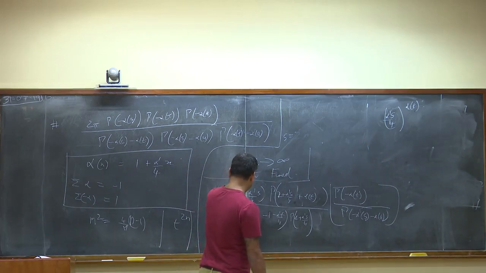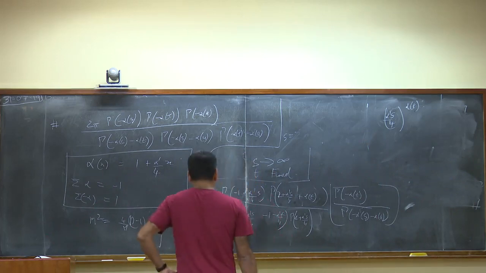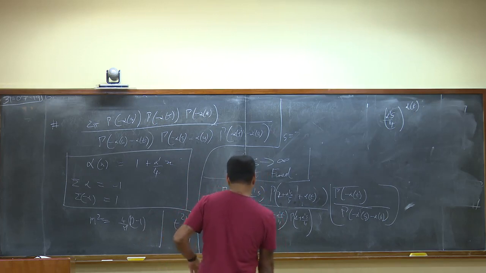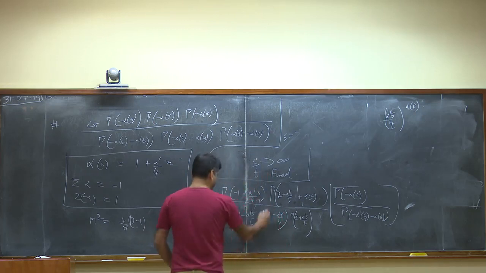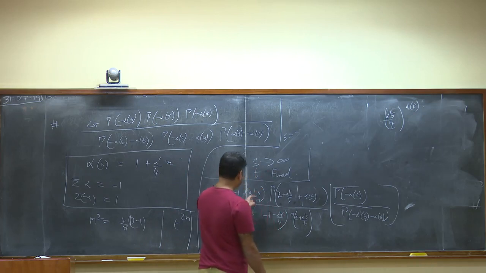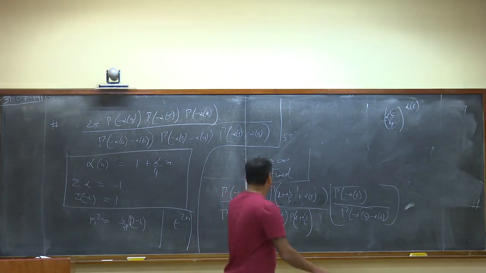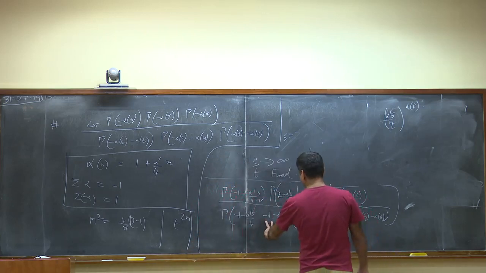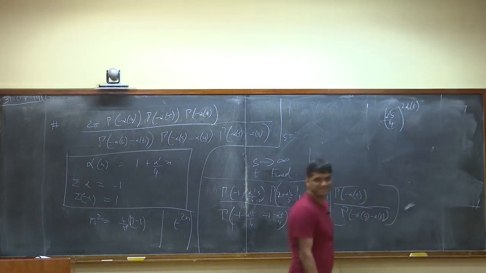This was minus 1 minus alpha prime is nearly the same. These two are the same. And this is greater than this by 1 plus alpha prime t by 4. It goes down, which is by 2 alpha t.